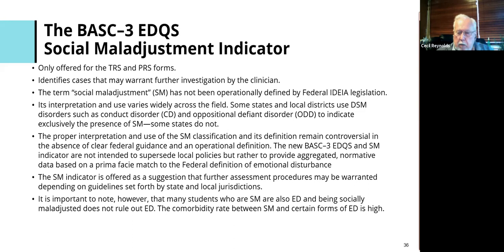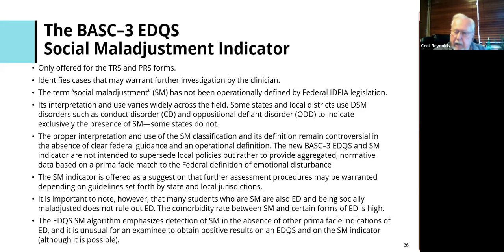But regardless, it is important to note that many students who are socially maladjusted are also emotionally disturbed. And being socially maladjusted does not rule out emotional disturbance. The comorbidity rate between social maladjustment and certain forms of emotional disturbance is in fact quite high. Conduct disorder and ODD are good examples of that, where they overlap, particularly in young boys, with diagnoses of depression and anxiety. So we see that these are not clear-cut, clean distinctions.